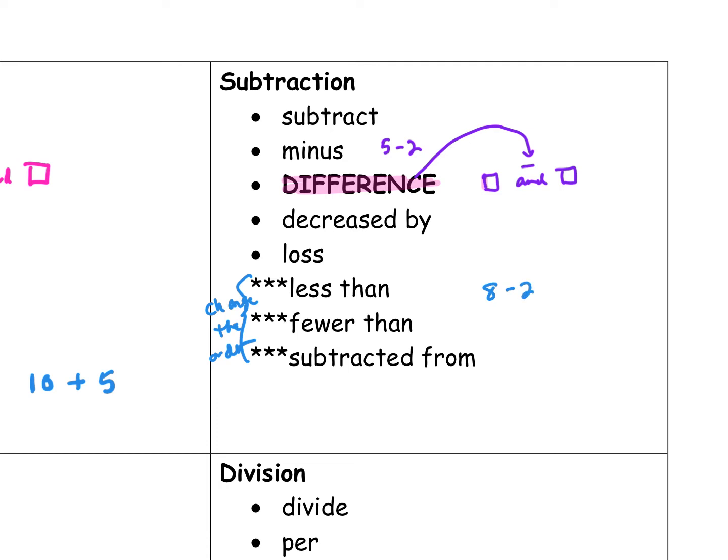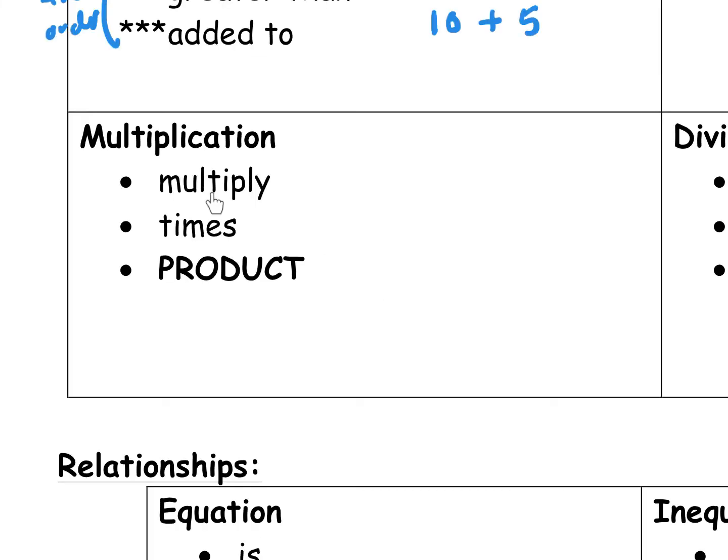So let's move on to words for multiplication. We see the words multiply, times, and product. Again, there are more words that may imply or mean multiplication, so we can always add to our list. You're going to notice that product is bolded, and order is not necessarily how we initially are given something.